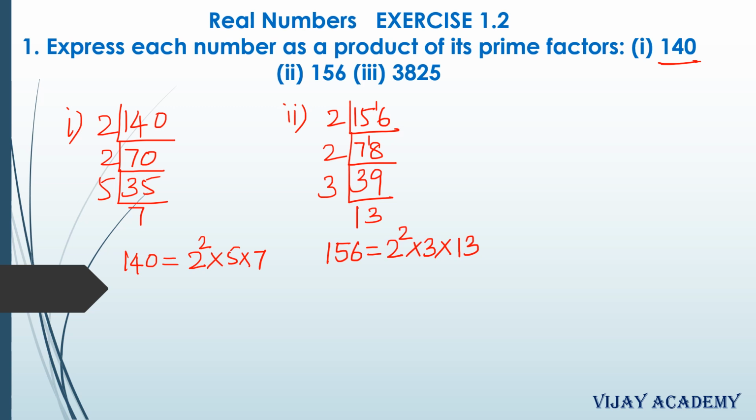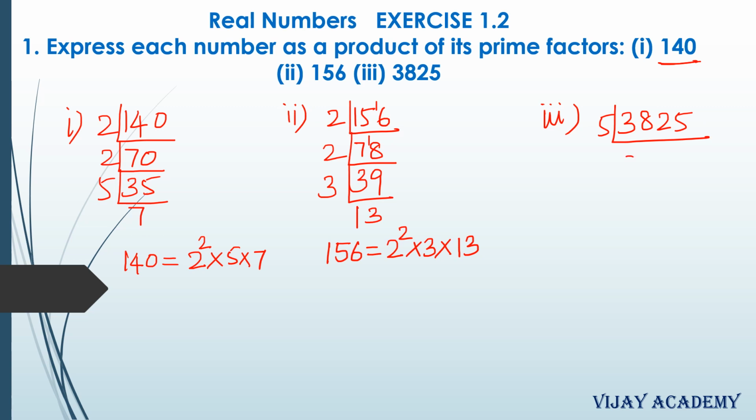Next we have 3825. The number 3825 is ending with 5, so let us divide this directly by 5. It is not necessary to divide only from the smallest prime numbers. You can divide the given number by any prime number. You can start in any order, but we should divide it only by the prime numbers. So 3825 is ending with 5, so let us divide this by 5 directly.